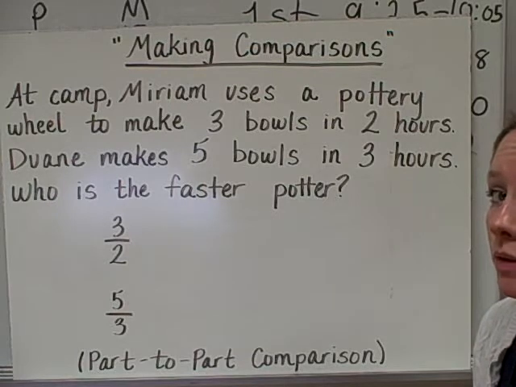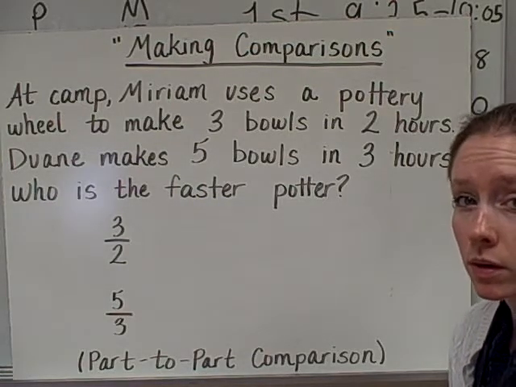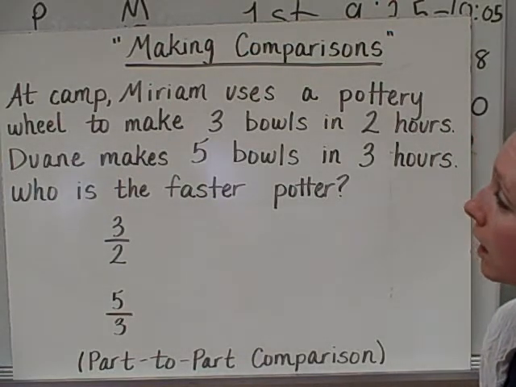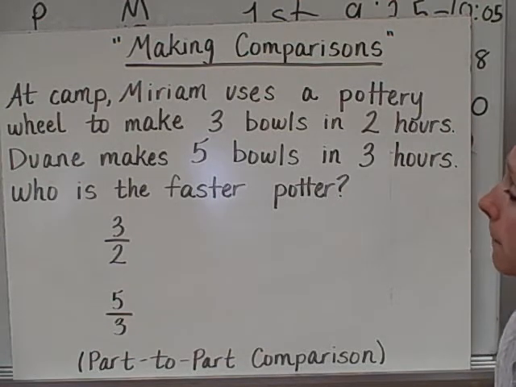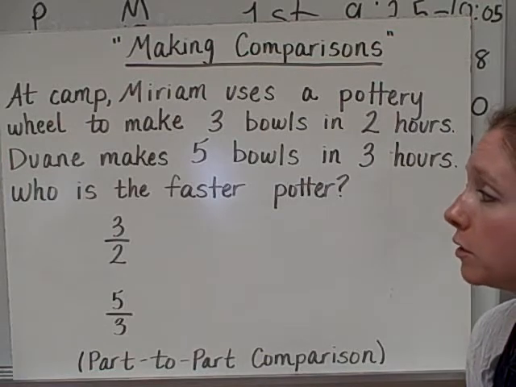Here's a problem that we need to think about. It's going to kind of preview some things that we're going to do this week. It says at camp, Miriam uses a pottery wheel to make 3 bowls in 2 hours. Dwayne makes 5 bowls in 3 hours. Who is the faster potter?